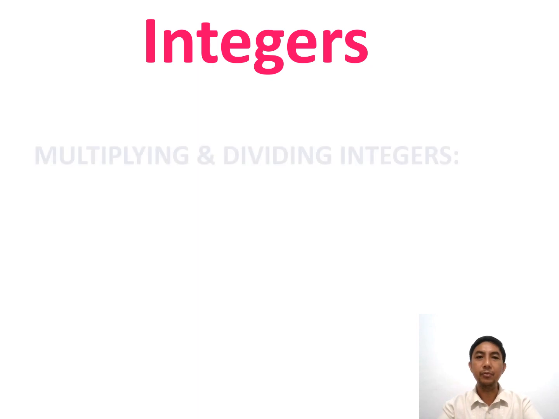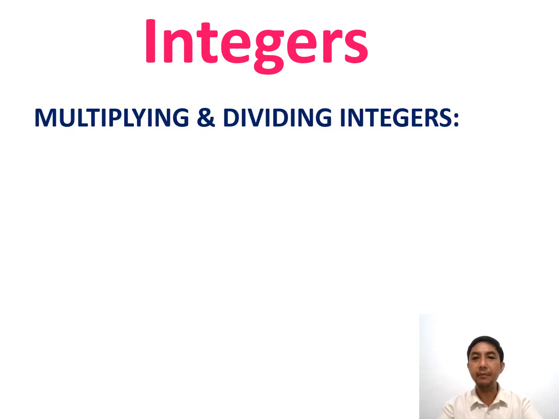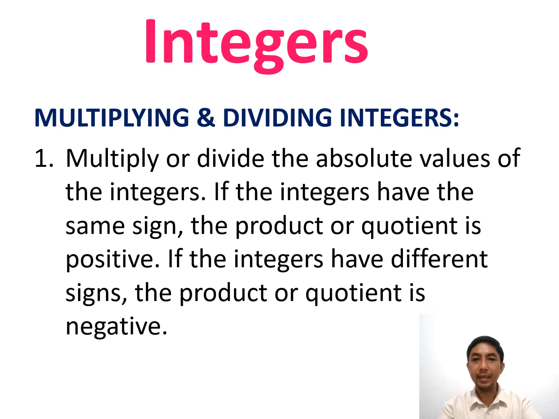We proceed now to multiplication and division of integers. In multiplying and dividing integers, you multiply or you divide the absolute values of the integers. If the integers have the same sign, the product or quotient is positive. If the integers have different signs, the product or the quotient is negative.